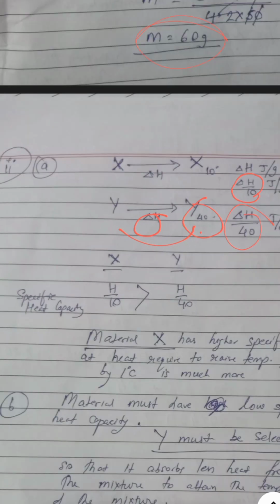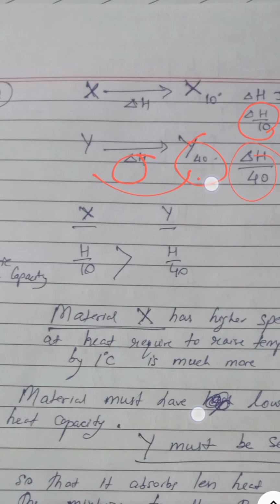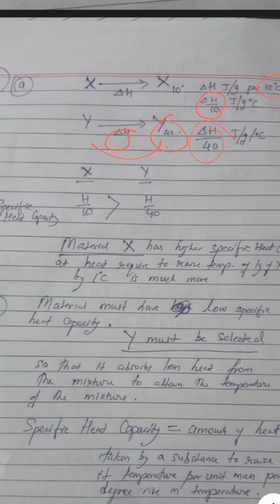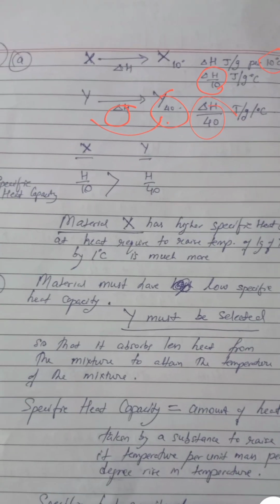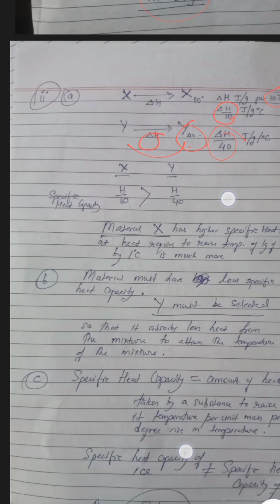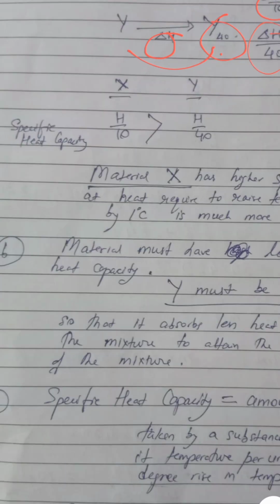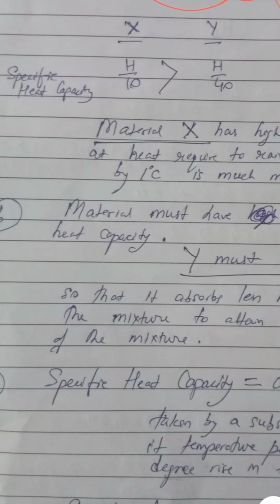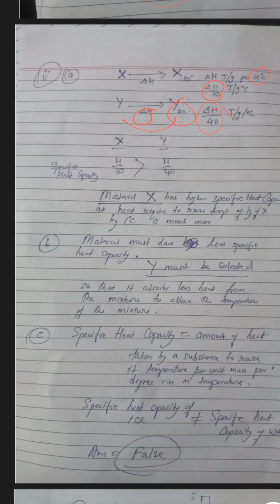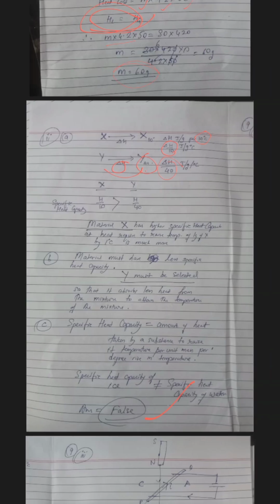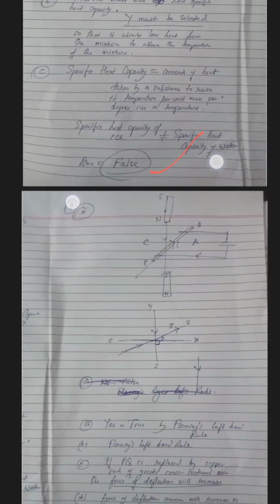Part B, which material will we use to make a calorimeter? Obviously we will use a material that has low specific heat capacity, absorbing less heat from the solution. That is why Y must be used, which takes less heat from the solution mixture to attain the same temperature, not much influencing the reading. So we must use material Y. Next, the specific heat capacity of a substance remains the same when it changes from solid state to liquid state. No, this is false. The specific heat capacity does not remain the same, because the specific heat capacity of ice is not equal to the specific heat capacity of water. It is false.